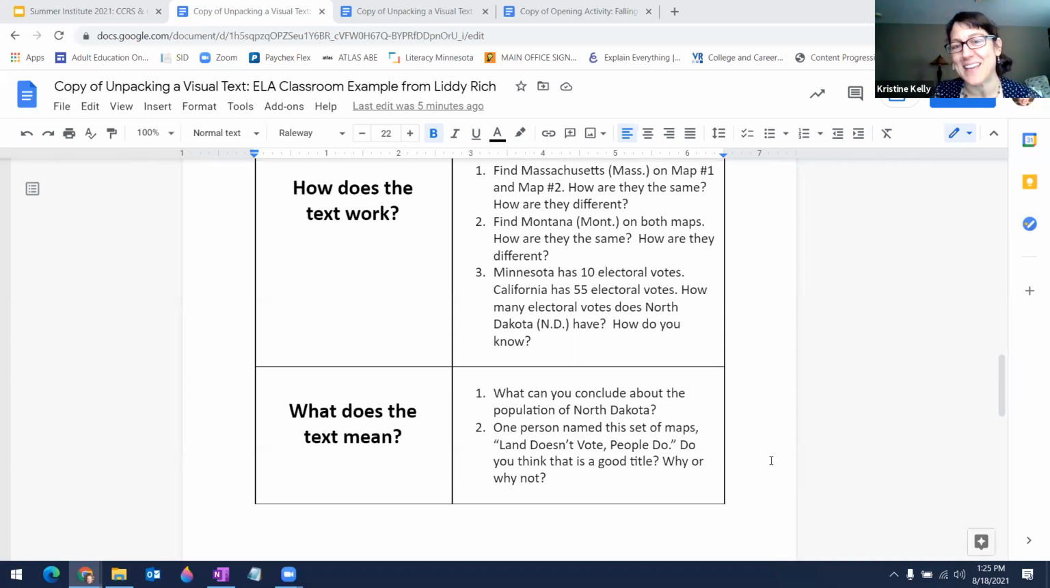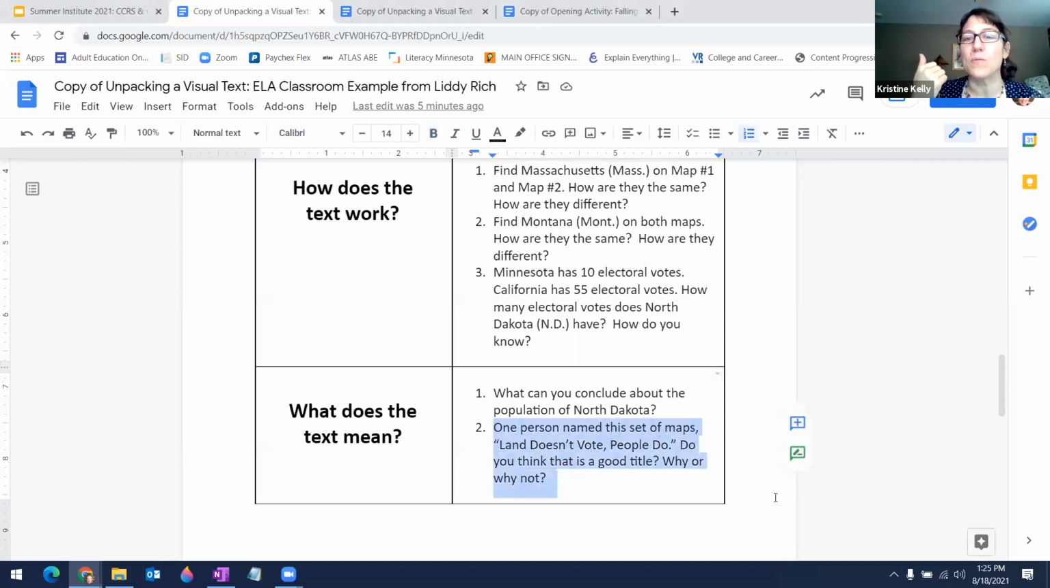And it's so visual on the second map. And I love this question, because this would really be a summative question. One person named this set of maps "Land doesn't vote, people do." Do you think that is a good title? Why or why not? And I think to lead with a question like that would be very difficult for students.